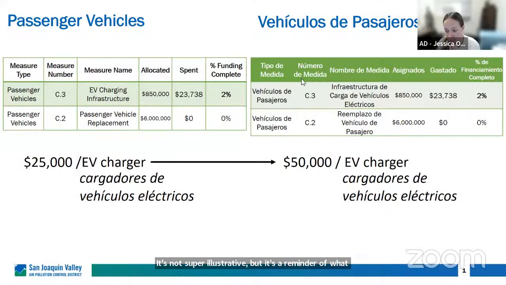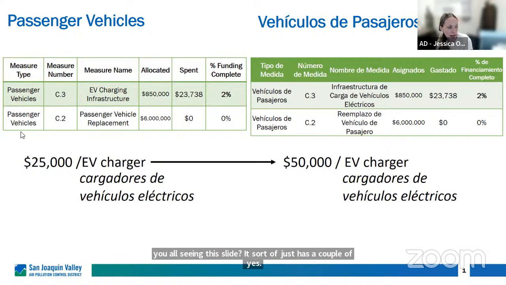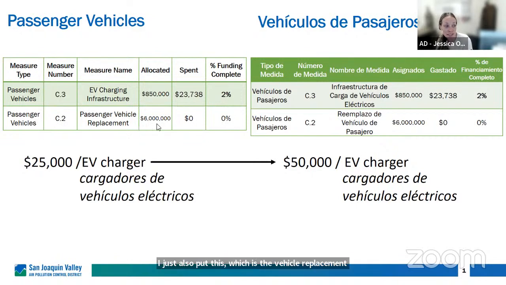Are you all seeing the slide? As a reminder, this is what we have. I also put this, which is the vehicle replacement that Gus mentioned. This is separate from the funding, but it's a reminder that it goes hand in hand. Right now, that's 25,000 per charger that we give. If we as a CSC want to change that, it wouldn't change the amount in here, but it would mean more people would most likely be able to take advantage. Because as of right now, as you can see, we've only been able to do 2% of this measure.